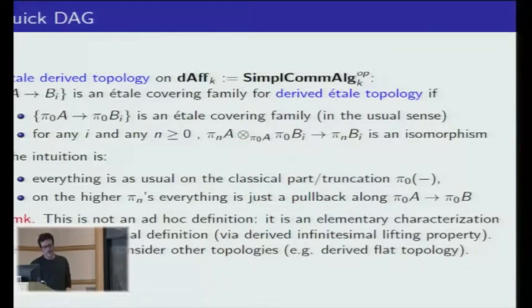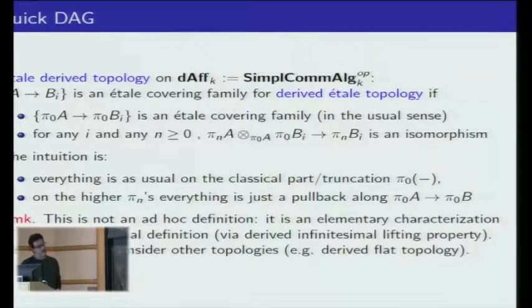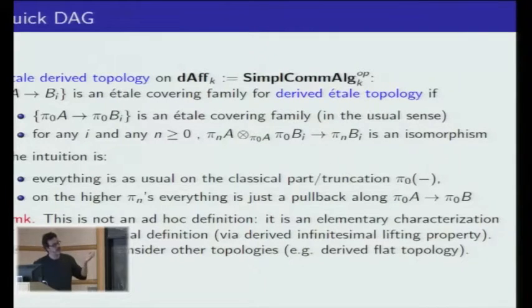So what do we do? First we define the derived version of the étale topology on these simplicial commutative algebras, opposite categories. So think about these as being derived affine schemes. And I say that a family A to Bi is an étale covering family if two conditions are met. On the pi naught, the pi naught are just commutative algebras. On the pi naught it is just an étale covering family of usual rings. And for higher n, the pi n, so if you look at CDGAs, the n-th cohomologies are just pulled back from pi naught, or H naught, if you want. So the idea is that everything is as usual on the classical parts, on the pi naught, or H naught. And on the higher cohomologies, everything is as trivial as can be, so it's just a pullback.